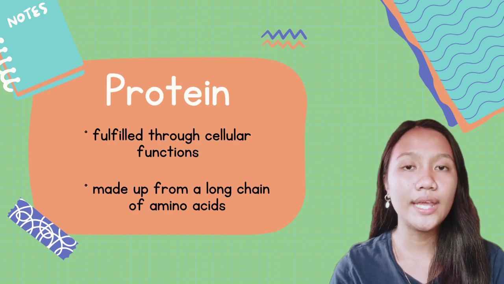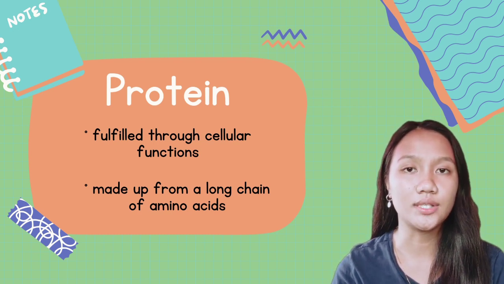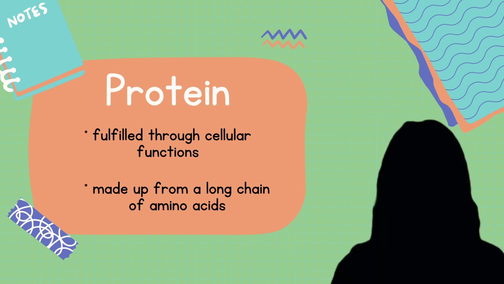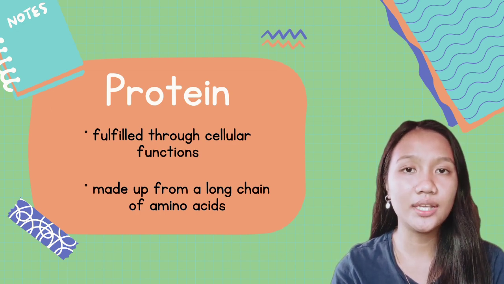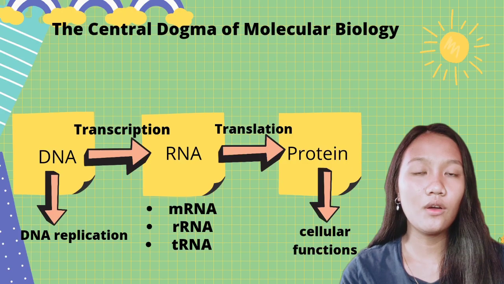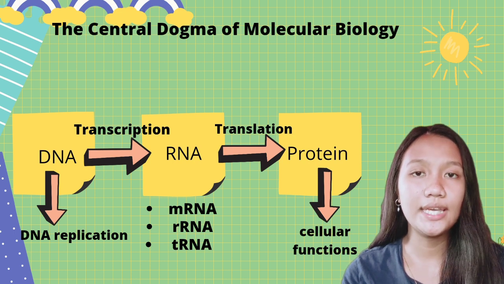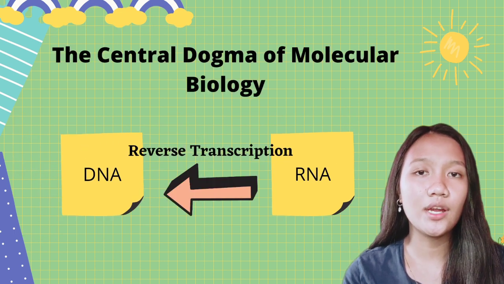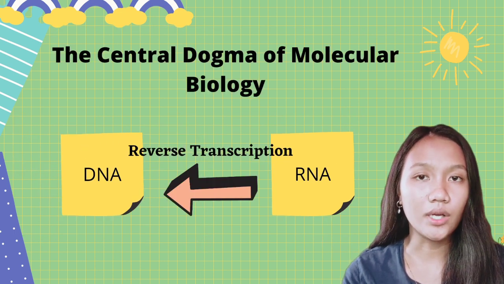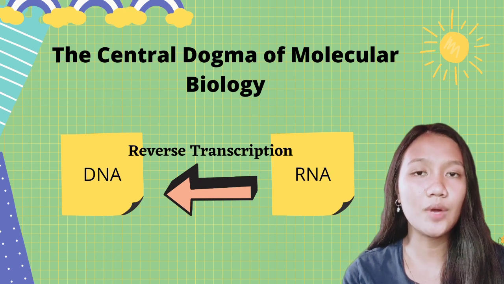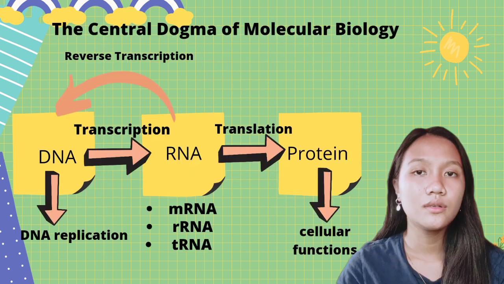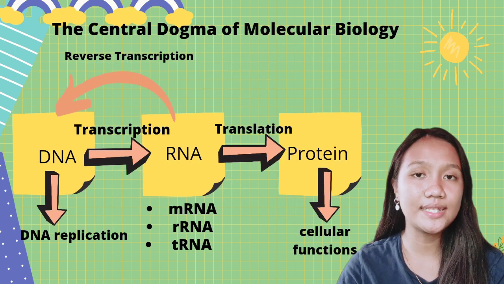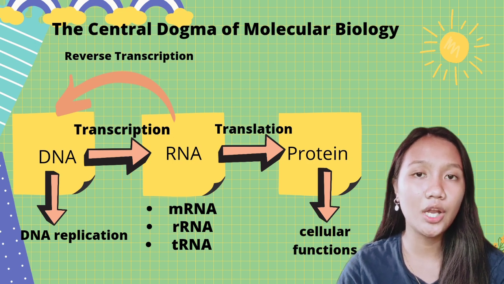Next, protein is fulfilled through cellular functions. It is made up of a long chain of these amino acids, each linked to its neighbor through a covalent peptide bond. The flow of the central dogma of molecular biology is very evident, but it turns out to have one exception. It is where the RNA moves backward to the DNA through the process of reverse transcription, the opposite of the normal transcription. So that is the important exception in the central dogma of molecular biology.